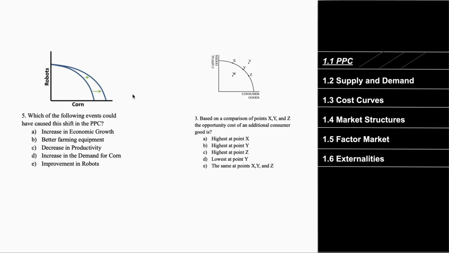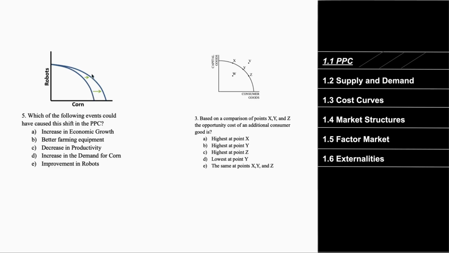Pause the video and answer these two questions. Now that you've hopefully answered both questions, let's look at number 5 first. We have a PPC here, corn and robots, and it's increasing to the right. Which of the following events could have caused this shift in the PPC? This is a very, very commonly missed question because they see, oh, it's increasing. That means we see some sort of economic growth. A, that's very easy. But they're not looking at it and understanding it properly.